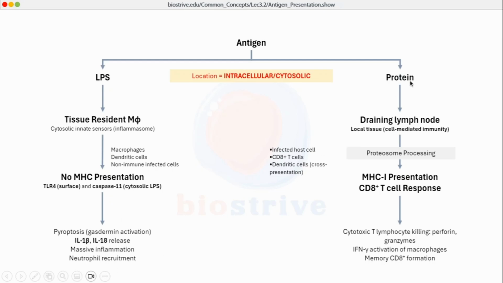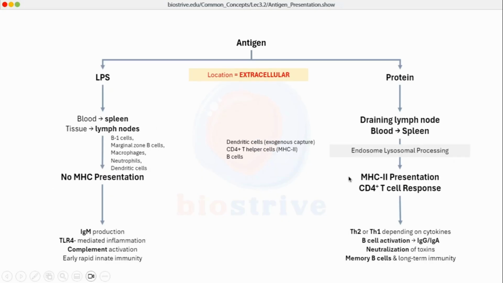If the nature is proteinaceous, it will be taken down to the draining lymph nodes. There will be proteasomal processing, and with proteasomal processing, there will be MHC-I involvement, and MHC-I is taken care of by CD8 positive T cytotoxic cells, which will be converted into CTL cells, and there will be release of perforins and granzymes which will promote apoptosis of the cell. There will be release of interferon gamma, and activation of macrophages will take place. There will be generation of CD8 positive memory T cells as well.